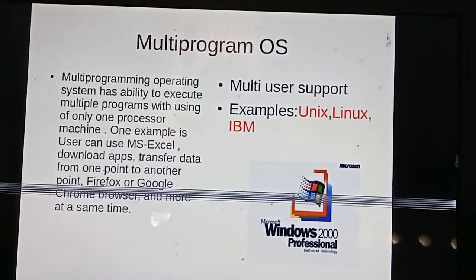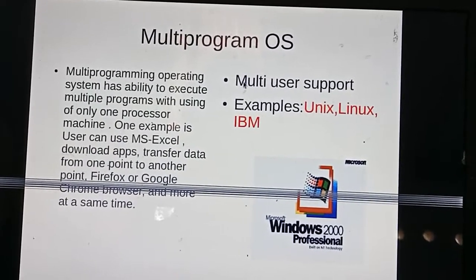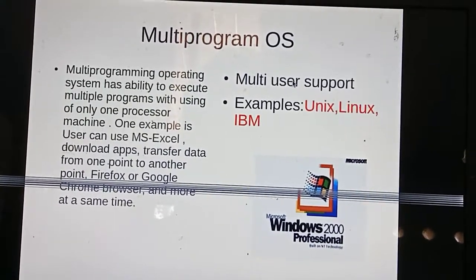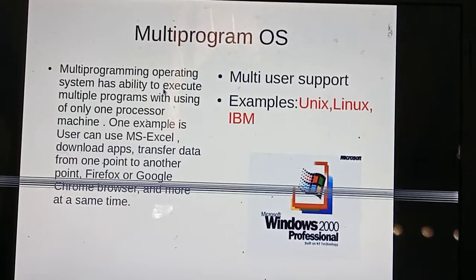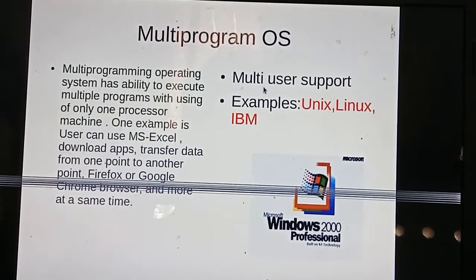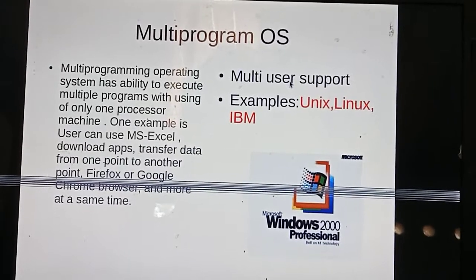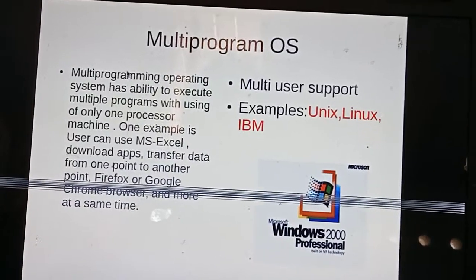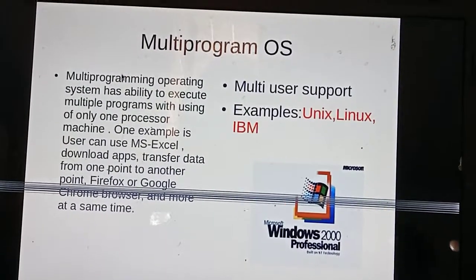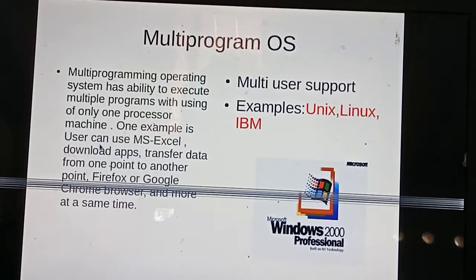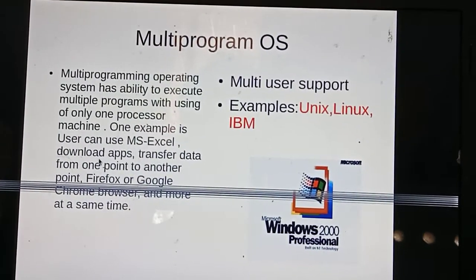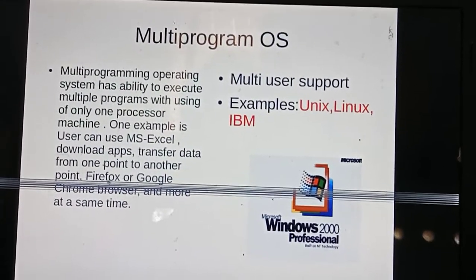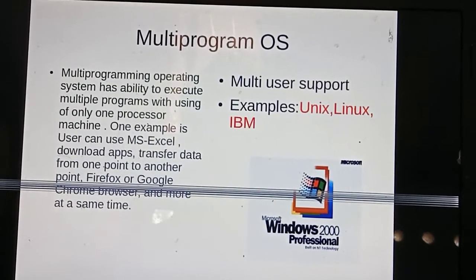Then it also supports multi-user, that is, two or more users can use the system at the same time. But in a single user operating system, it is not allowed. But in a multi-program OS, multiple users can use the system at the same time, and multiple programs you can run at the same time. For example, a user can use MS Excel, download apps, transfer data from one point to another point, use Firefox or Google Chrome browser, and more at the same time.